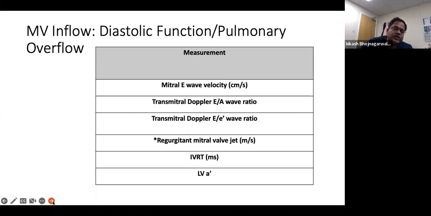So recommended is to do mitral E wave velocity, transmitral E/A ratios, do a tissue Doppler, measure your E prime, and do a transmitral E over E prime. The machine does all the calculation for you. See whether there's a mitral valve regurgitation, do an isovolumetric relaxation time, and your A prime.